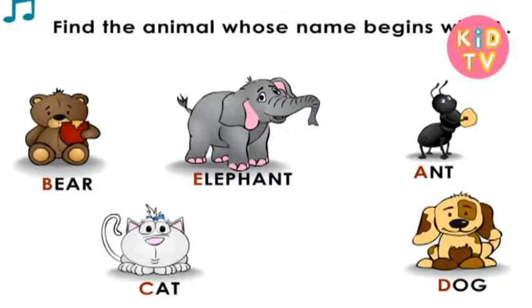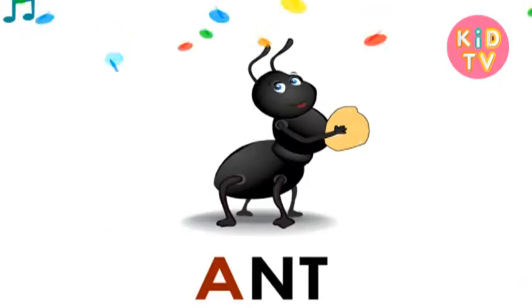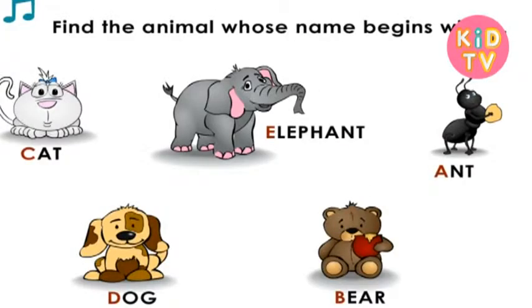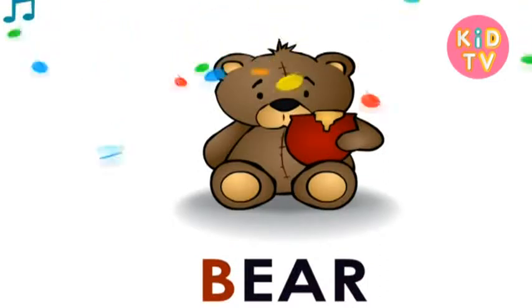Find the animal whose name begins with A. Good job! Ant begins with A. Find the animal whose name begins with B. Awesome! Bear begins with B.